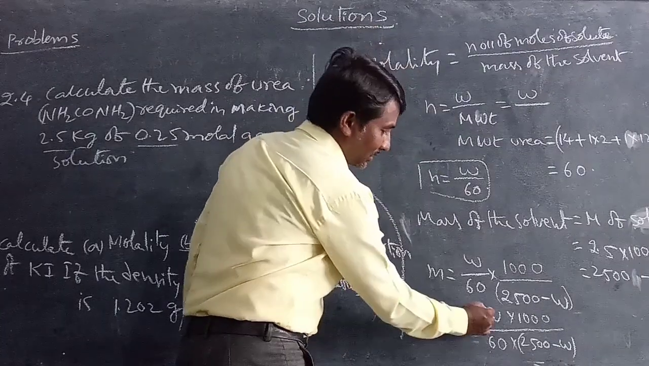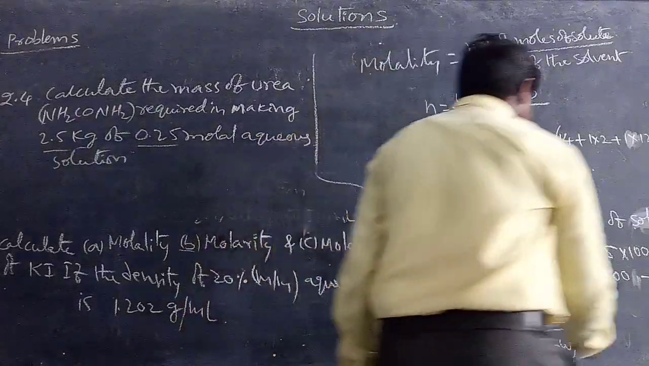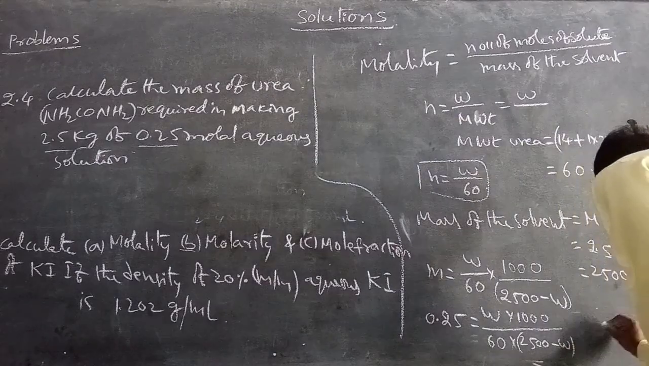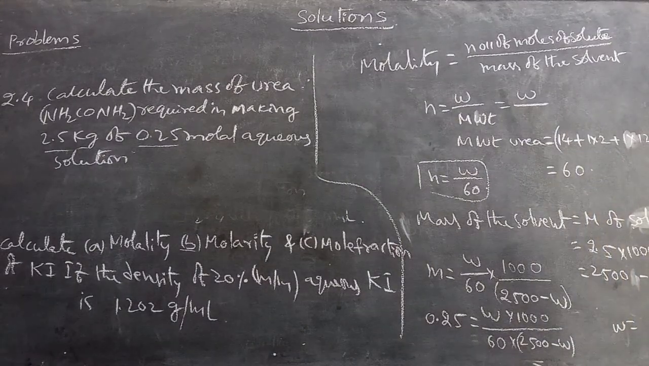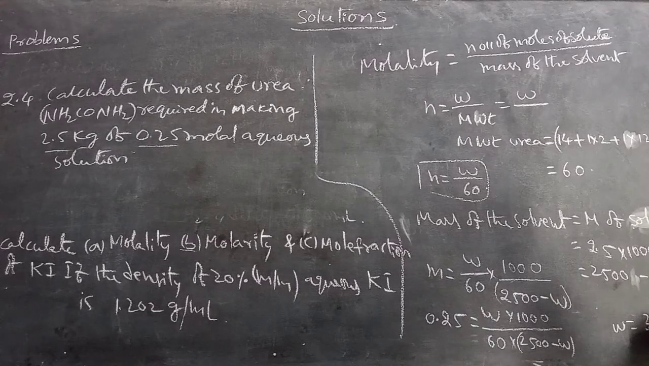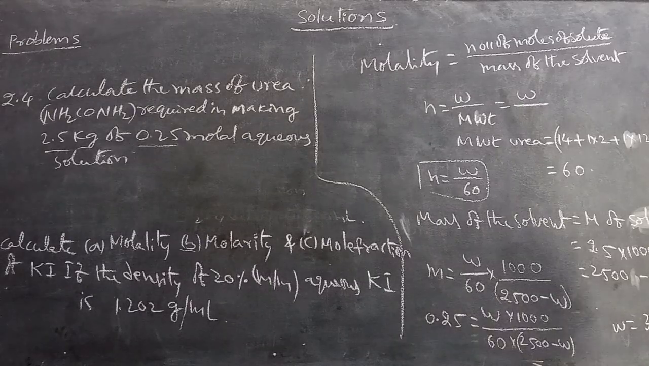After calculating, you will get W equal to 36.945 grams. So this is the answer of 2.4.